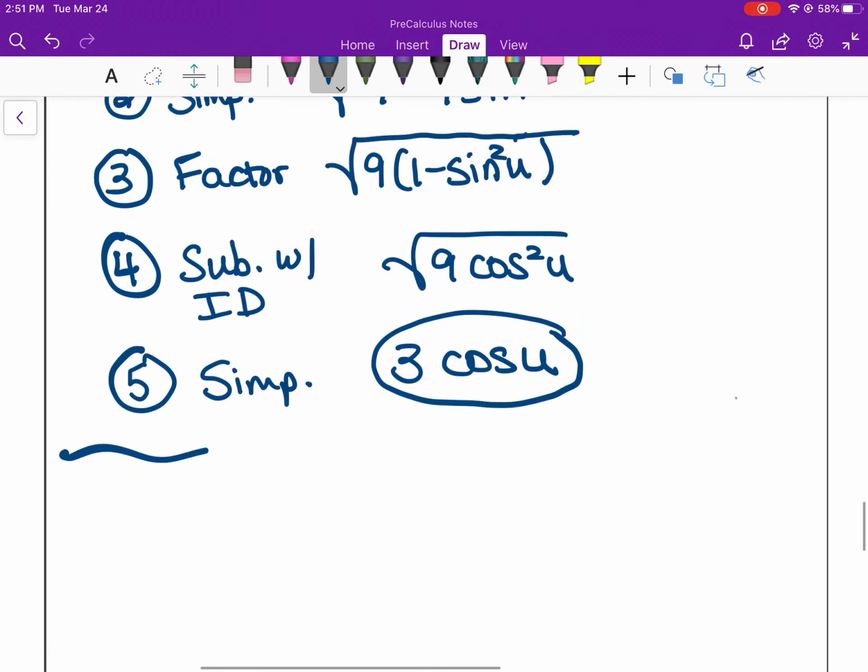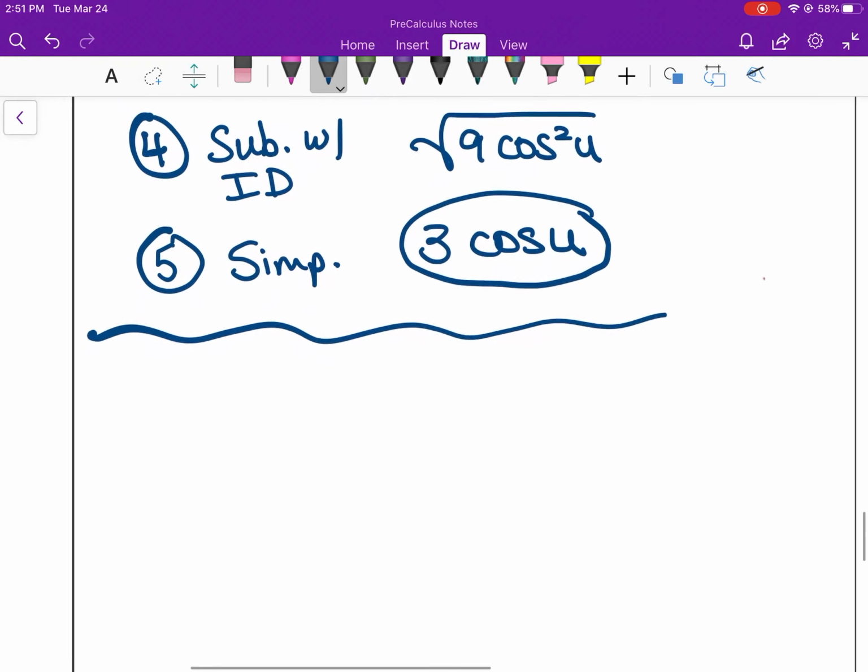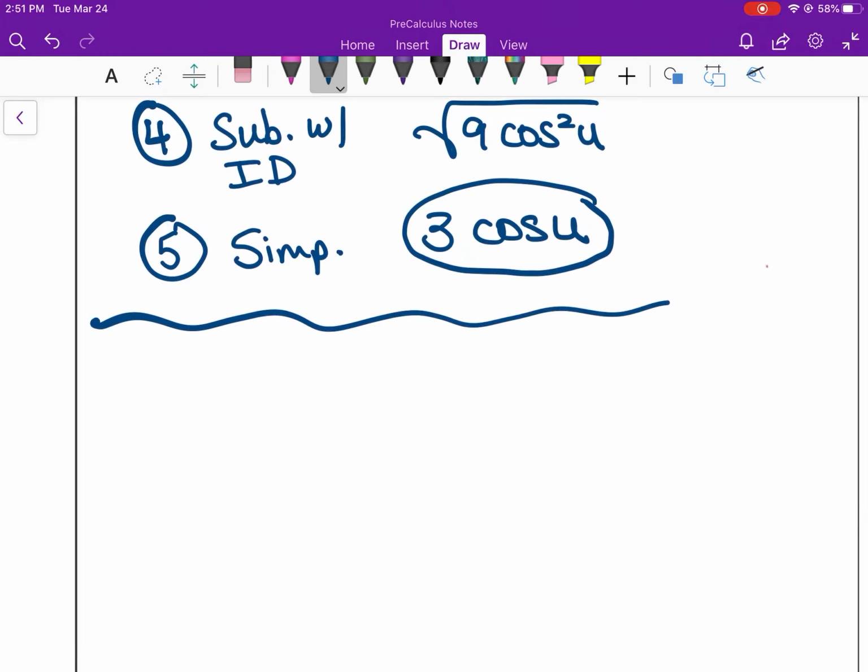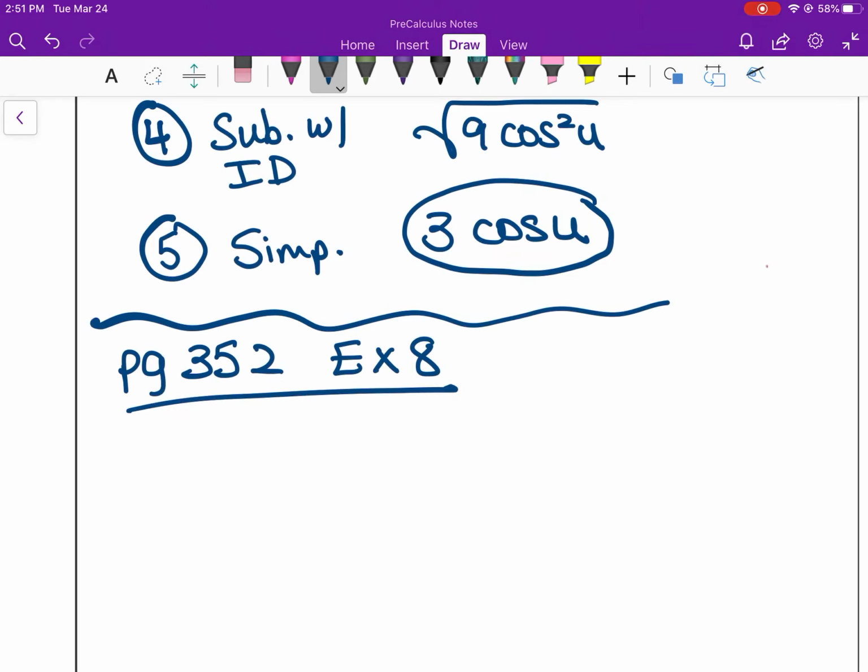And then we simplify again. Okay, I'm going to show you one more of these on page 352. It's example 8. All right, x is 2 tangent theta, and I want to put it into 4 plus x squared.